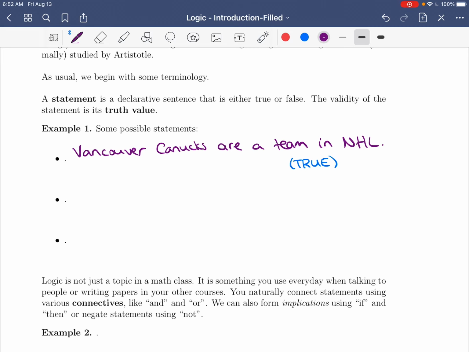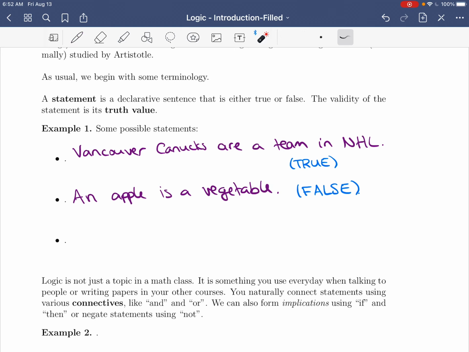You could have statements that are not true, okay, that may seem silly. An apple is a vegetable. Hopefully we're comfortable that an apple is a fruit, not a vegetable. So this statement has the truth value false. But you can see that these things are either true or false.